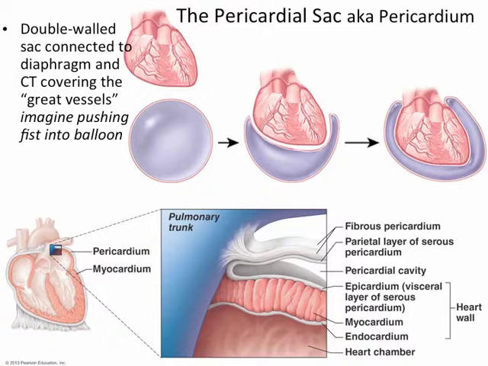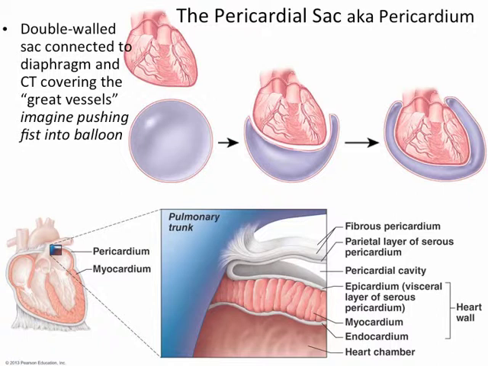So if you find the epicardium and you trace it towards the pulmonary trunk, you see that it folds back on itself, and where it folds back on itself right off the pulmonary trunk, that's when you start calling it the parietal layer of the serous pericardium. So when it's on top of the heart, it's the visceral layer of the serous pericardium, aka the epicardium. When it folds back on itself, then it's called the parietal layer of the serous pericardium.